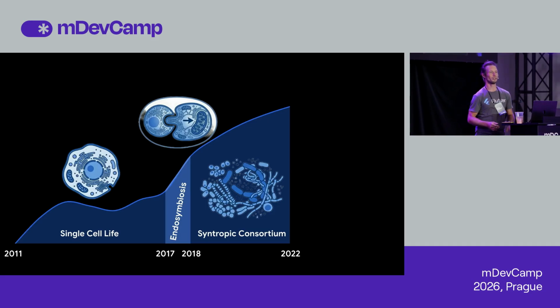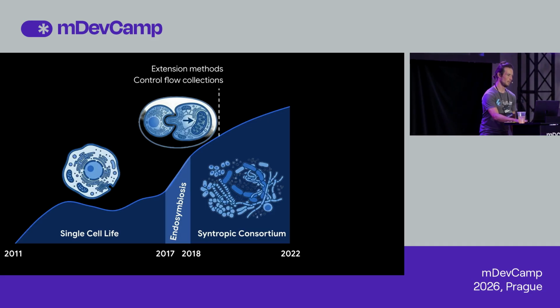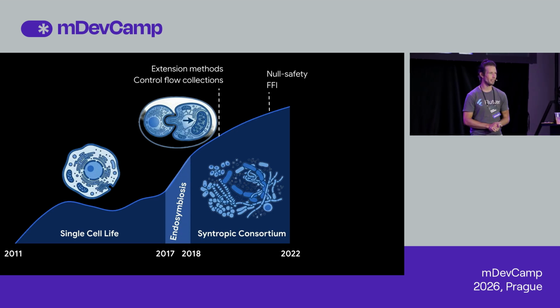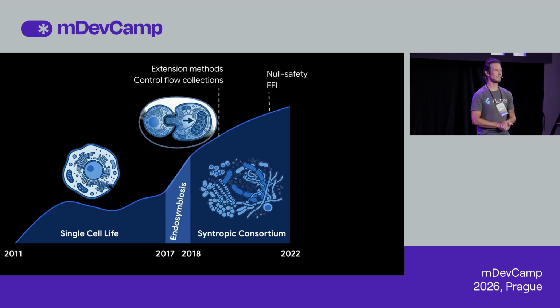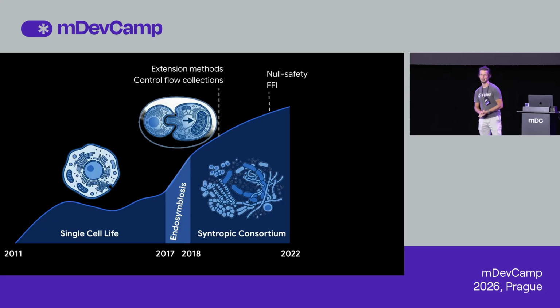And of course, it was not just people outside Google. At Google, we also continued evolving Dart and Flutter. So in 2019, we got extension methods and control flow collections. In 2021, Dart became null safe. Who had the pleasure of migrating their code to null safety? That was a lot of fun, wasn't it?